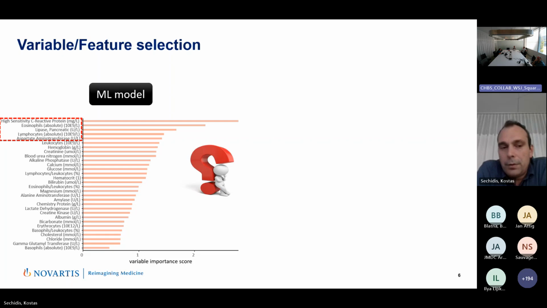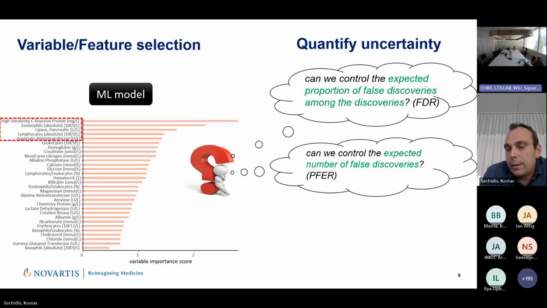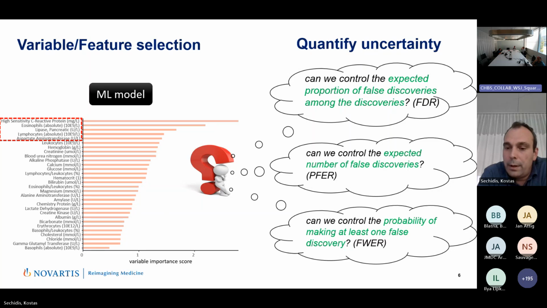And there are some approaches. For example, we can always select a fixed number, or we can use another validation set to identify the optimal number of top variables. But these approaches maybe don't answer questions that are more interesting. So for example, as I mentioned earlier, maybe a more meaningful selection would be the one that provides some guarantees over controlling the expected proportion of false discoveries, the false discovery rate, or controlling the expected number of false discoveries, the per-family error rate, or controlling the probability of making at least one false discovery, the family-wise error rate.